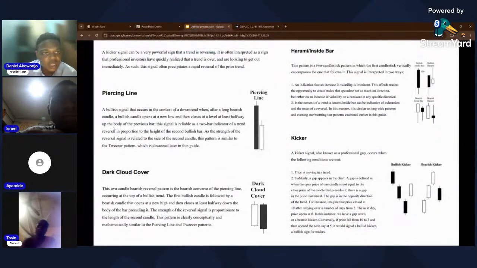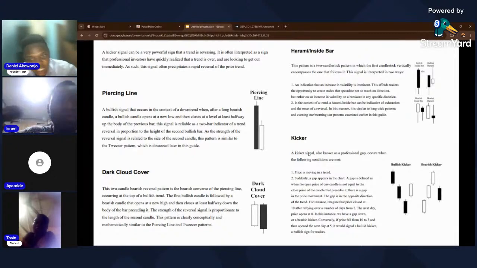So now the next one I'll talk about is the kicker. A kicker signal, also known as a professional gap, occurs when the following conditions are met. Price is moving in a trend. Let's imagine it's a downtrend. Suddenly, a gap appears in the chart. Now, this gap is defined as when the opening price of the candlestick is not equal to the close price of the candlestick that precedes it.